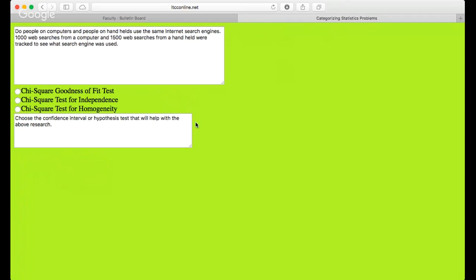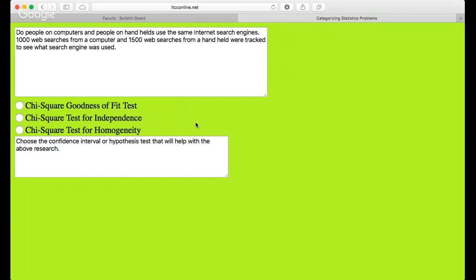So let's go through this one. Do people on computers and people on handhelds use the same internet search engines? 1,000 web searches from a computer and 1,500 web searches from a handheld were tracked to see what search engine was used. Well, in this context, we have people on computers and people on handhelds, right? The variable in this case is search engines, with the people on computers and people on handhelds being the two populations. So we're going to compare this by doing a test of homogeneity. Remember, two populations with one variable means homogeneity. If I have two variables in one population, that's independence, and one variable in one population is chi-square goodness of fit.